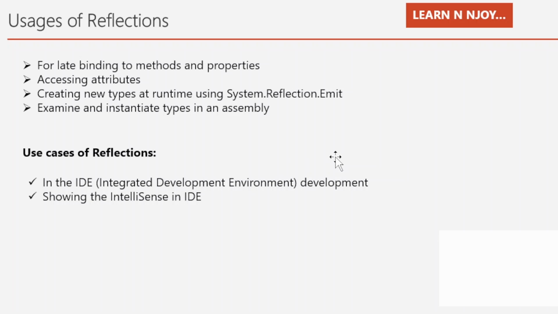If you want to develop some other IDE, then reflection can be used to get their properties. And if you remember, whenever you write something in Visual Studio for a class and you type dot, it gives you the properties and the methods associated with that. So basically it's IntelliSense. Reflection can be heavily used to show IntelliSense with all these details in an IDE. So these are the use cases of reflection.